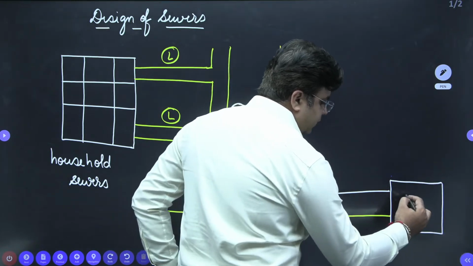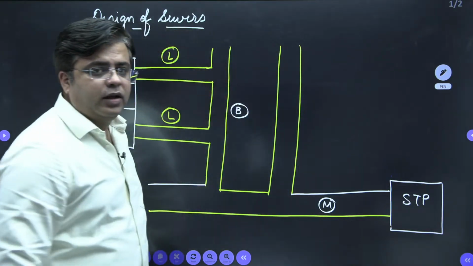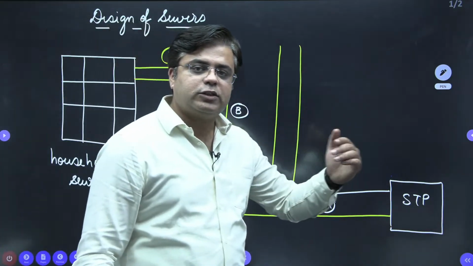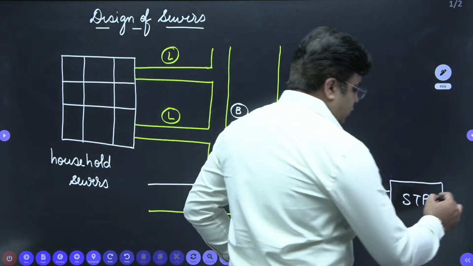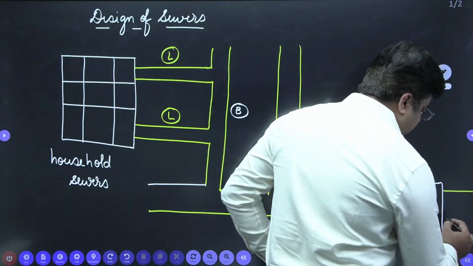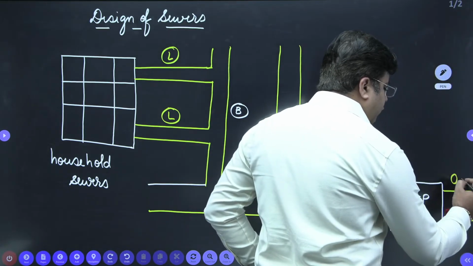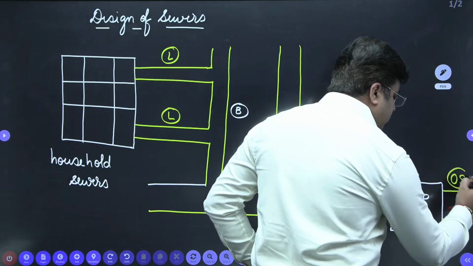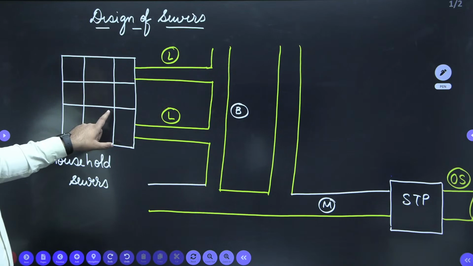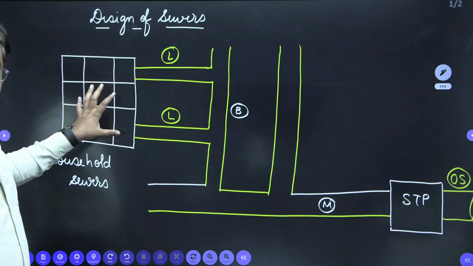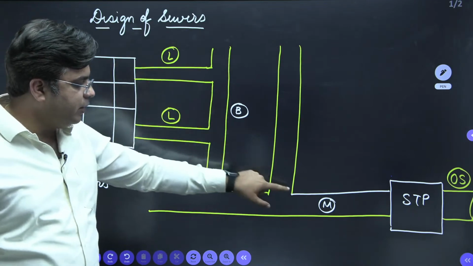This is the sewage treatment plant. And from the sewage treatment plant, the treated wastewater is disposed into the source using outfall sewers. So how many types of sewers? First one is the household sewer. This is managed by the local residents. Then you have laterals, branches and mains.